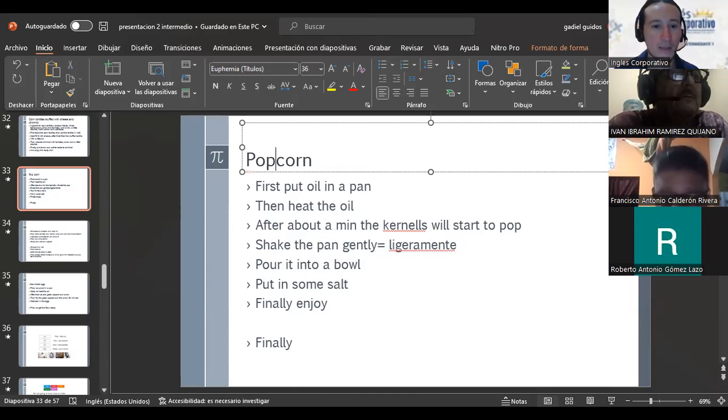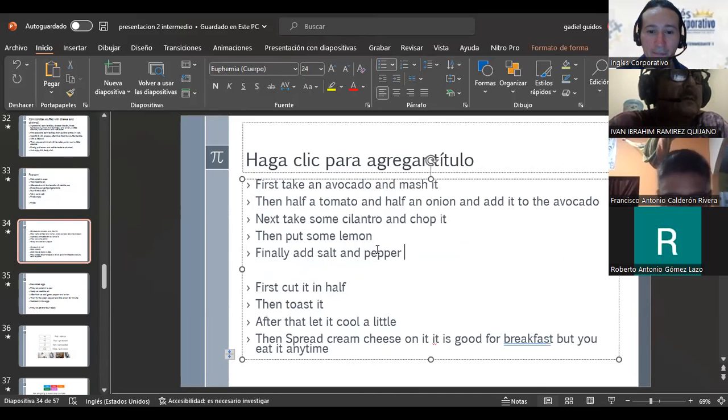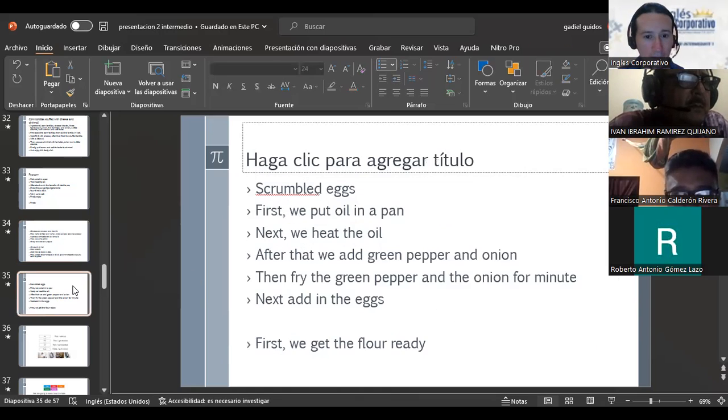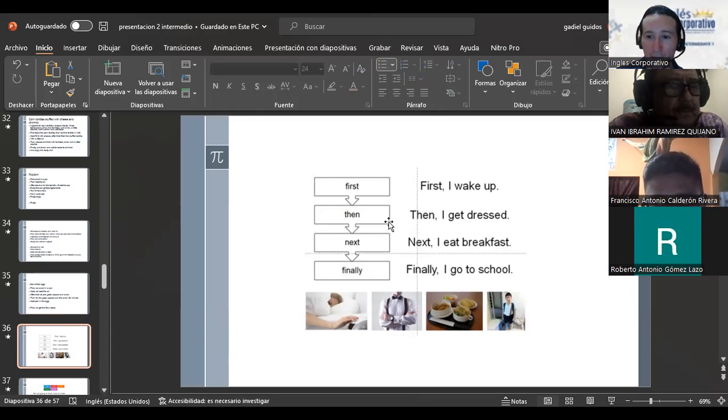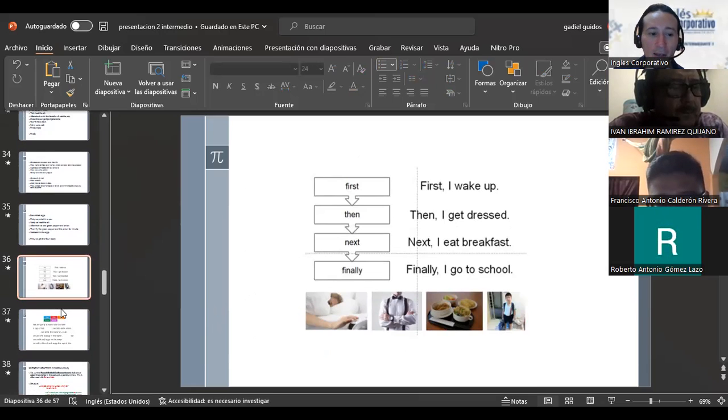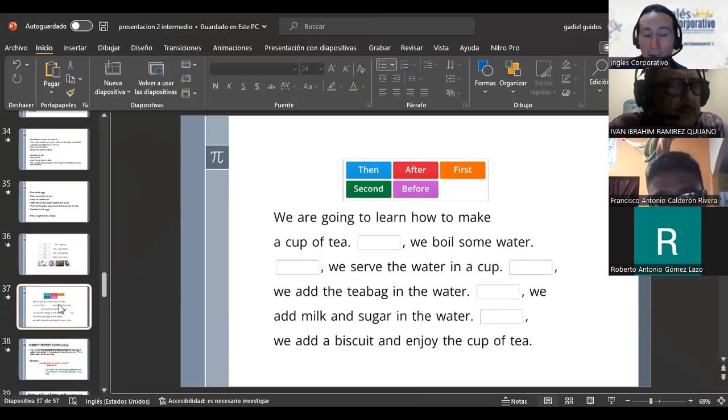Popcorn. Para esto, okay. Luego teníamos acá, esta era la de el guacamole. So we had first take an avocado and mash it, okay? Mash, dijimos que era machacar o hacer puré. Okay, then half a tomato and half an onion and add it to the avocado. Bueno, entonces básicamente aquí ya se repite un poco. Quiero ver qué más. Veamos. Bueno, ese ya creo que está. Vale, y lo que les decía, pues también nosotros podemos utilizar esto para otro tipo de cosas, ¿verdad? Como first I wake up, then I get dressed, next I eat breakfast, and finally I go to school. So we can use this for other things, not only for recipes, but also for other, let's say, things that we do in our life.